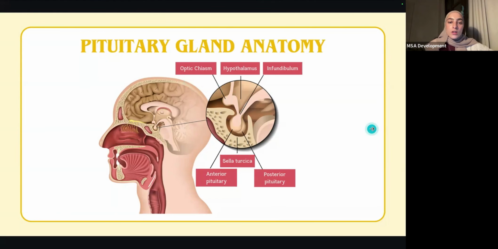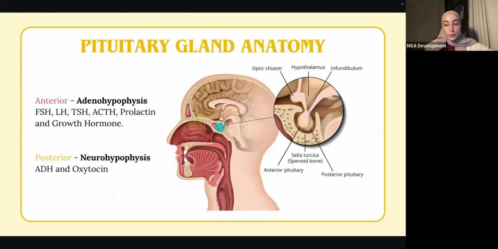Moving on, we have to talk about the hormones that it secretes, because it's a gland and it's responsible for hormones. The anterior pituitary, also called the adenohypophysis, makes these hormones and releases them. It's very important to differentiate between a gland storing hormones and a gland making hormones. The adenohypophysis makes and stores the FSH, LH, TSH, ACTH, prolactin, and growth hormone. But the posterior, the neurohypophysis, stores the ADH and oxytocin. It just stores them. It doesn't synthesize them.